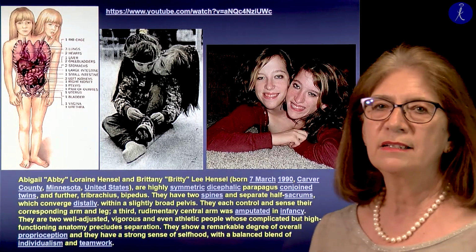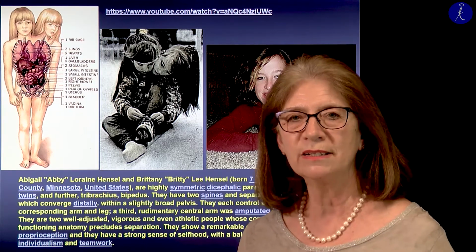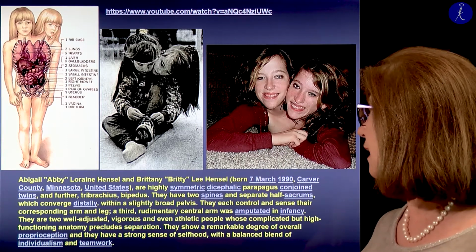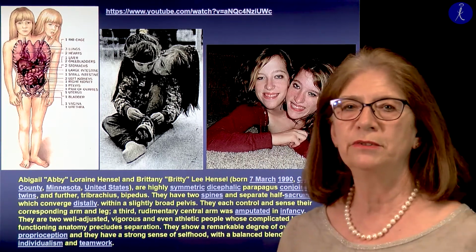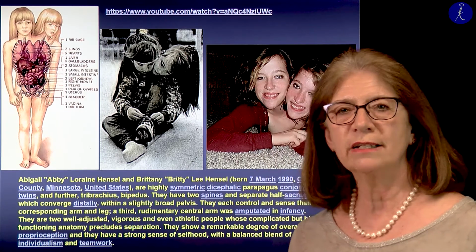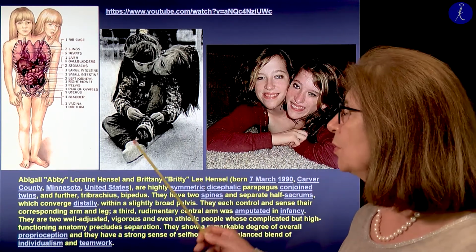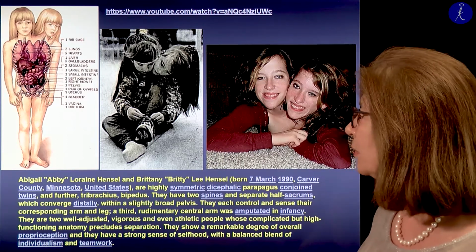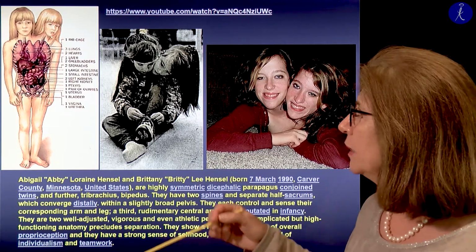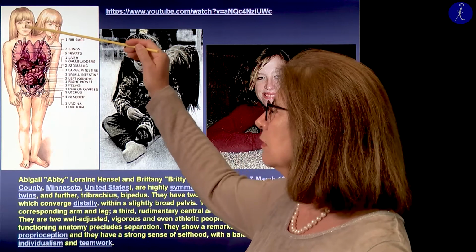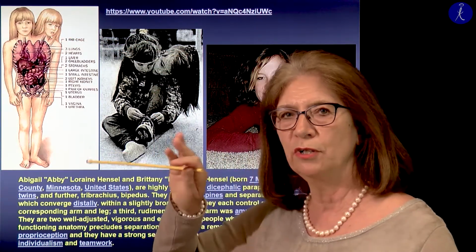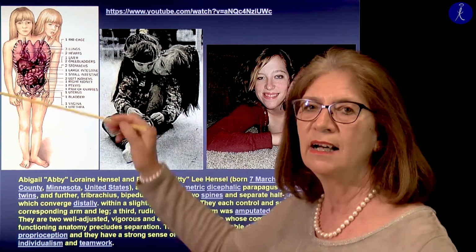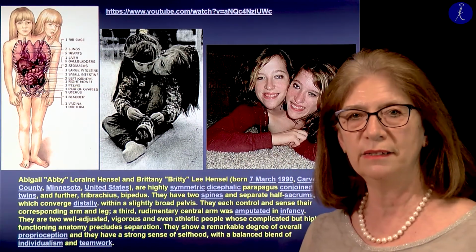And today's most famous conjoined twins are Abby and Brittany Hensel. You can find a lot of videos about them. It's very interesting to see also how they share the organs. I will show it on the next slide. But it's interesting that they have 2 separate heads with 2 separate nervous systems, and one half of the body is regulated by one head, and the other half of the body is regulated by the other head.